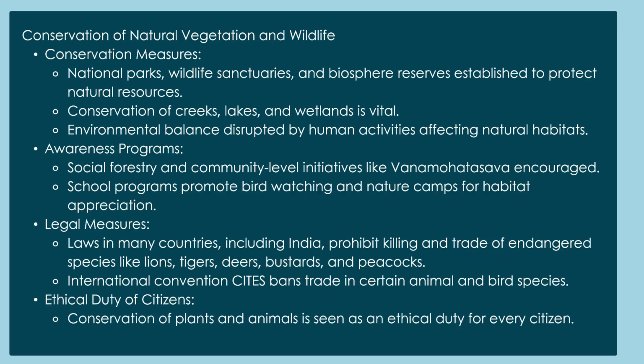Conservation of natural vegetation and wildlife. First one, conservation measures. National parks, wildlife sanctuaries, and biosphere reserves are established to protect natural resources. Conservation of creeks, lakes, and wetlands is vital. Environmental balance is disrupted by human activities affecting natural habitats.